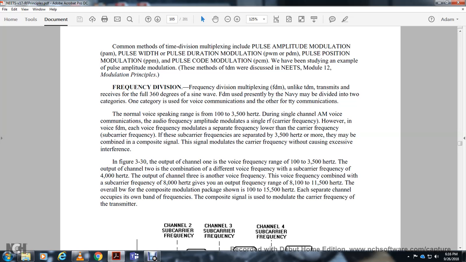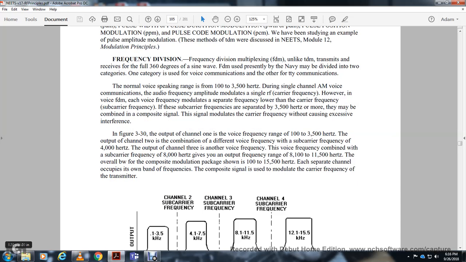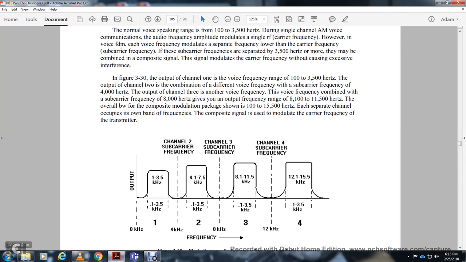Each separate channel occupies its own frequency band. The composite signal is used to modulate the carrier frequency of the transmitter. So for the output frequency, the frequencies of channels 1, 2, 3, 4, and 5, subchannels, subcarrier frequency 3 and 4.